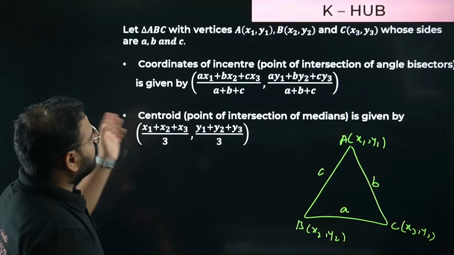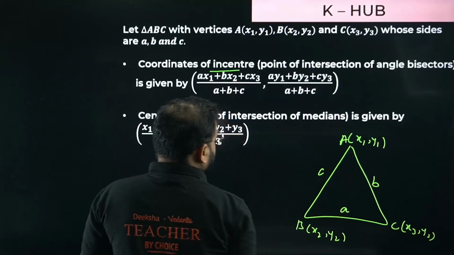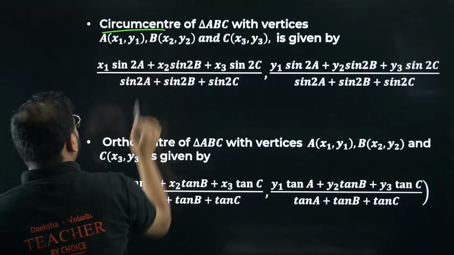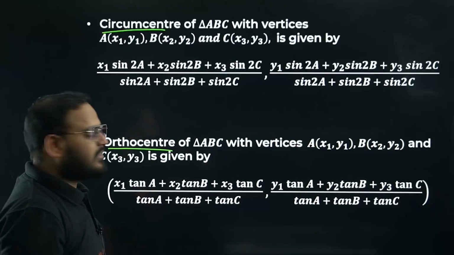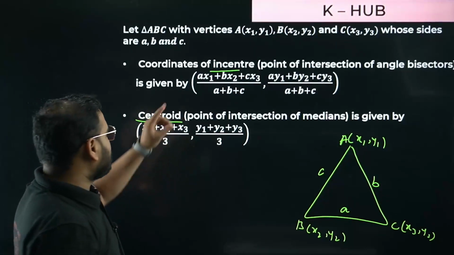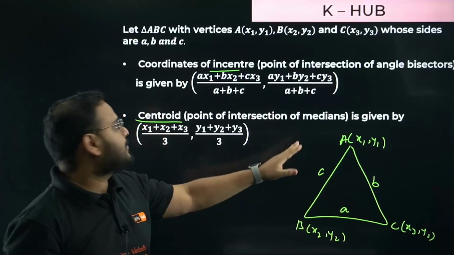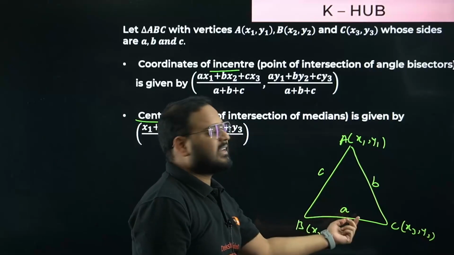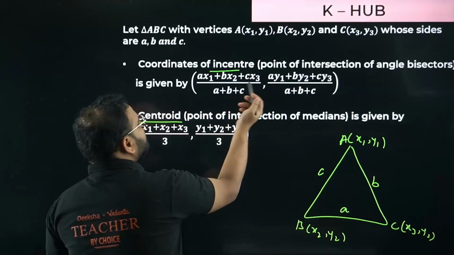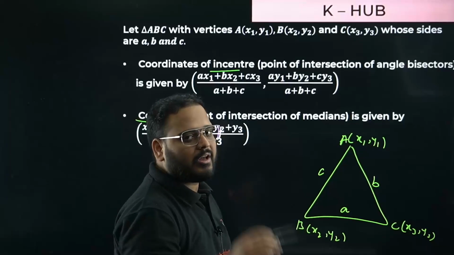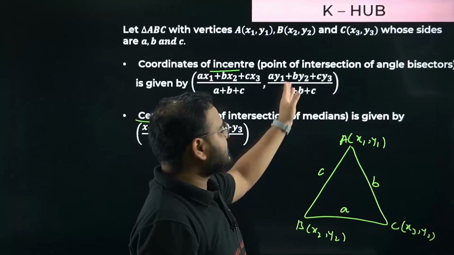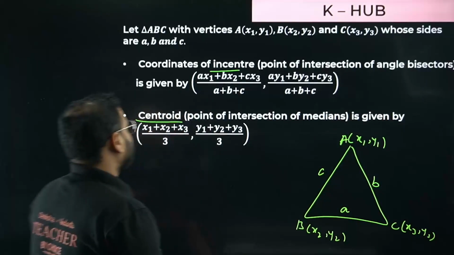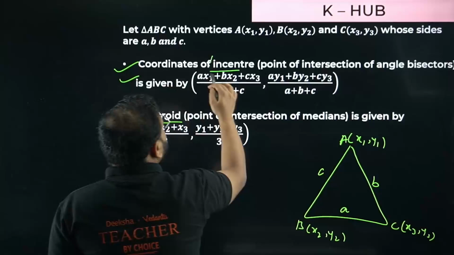Then we have formulas for the in-center, the centroid, and two more formulas for the circumcenter and orthocenter. I know they're big formulas, but they're very easy to remember. For the in-center: (a x1 plus b x2 plus c x3) upon (a plus b plus c). Here a, b, c are the sides. Same way you can write for y: (a y1 plus b y2 plus c y3) upon (a plus b plus c). Isn't the formula extremely simple for the in-center?